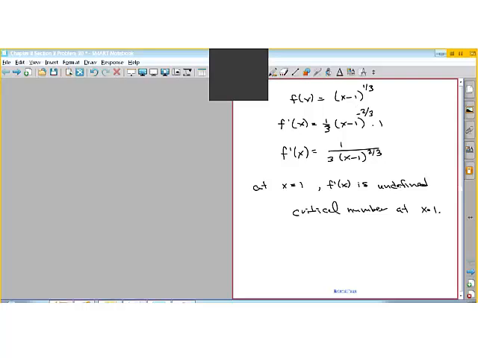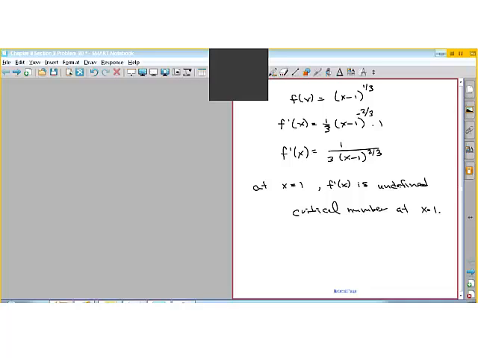We have 1/3 times x minus 1 to the minus 2/3 times the derivative of what's in the parentheses, which is just the derivative of x is 1, the derivative of 1 is 0, so we just get 1. So we're using the chain rule. And then I move this to the denominator, make this positive. Okay, so the numerator never goes to 0, so we don't have any zeros. We don't have any critical numbers as far as 0 slope.